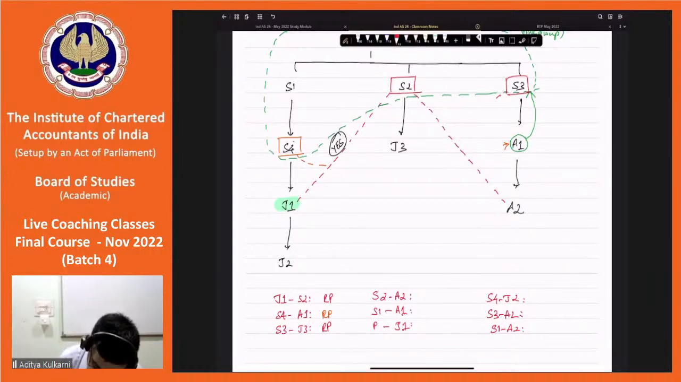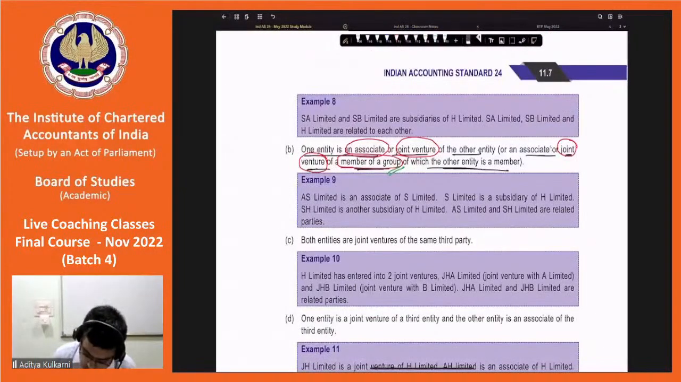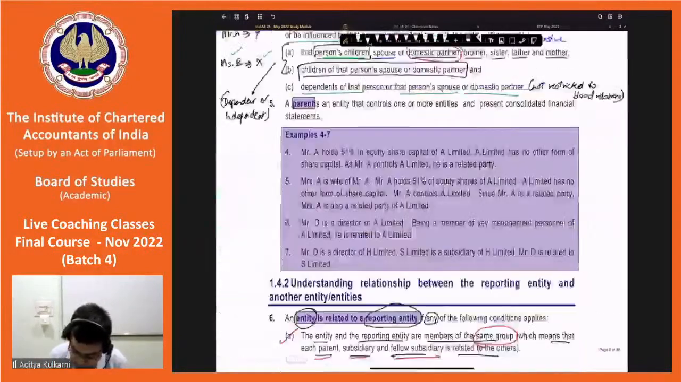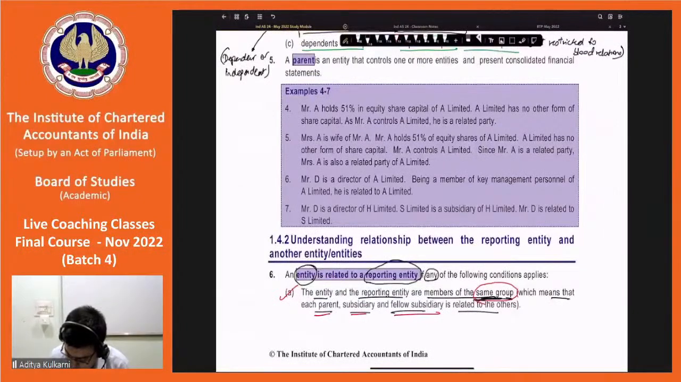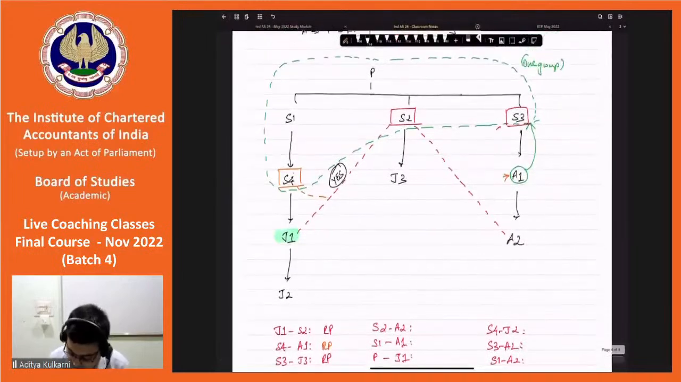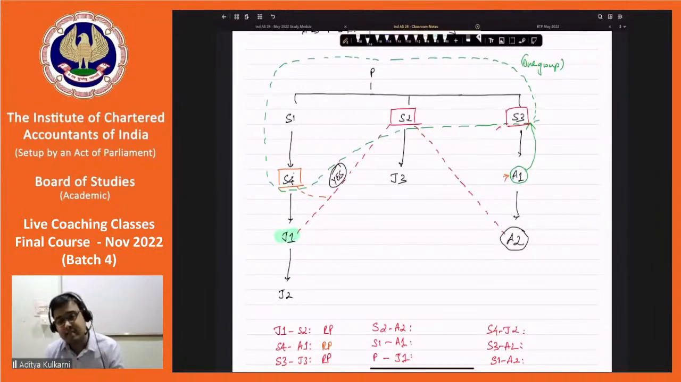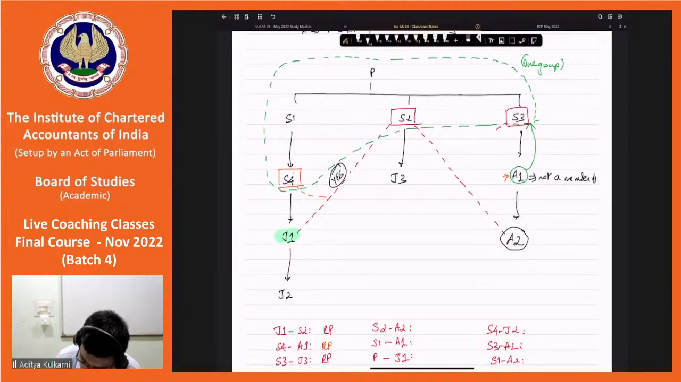And look at the words. The entities will be related if one entity is an associate of a member of a group. Member of the group means what? Members of the same group means parent, subsidiary, fellow subsidiary. Now, A2 is an associate of A1. But is A1 a member of the group? Answer is no. Not a member of the group.